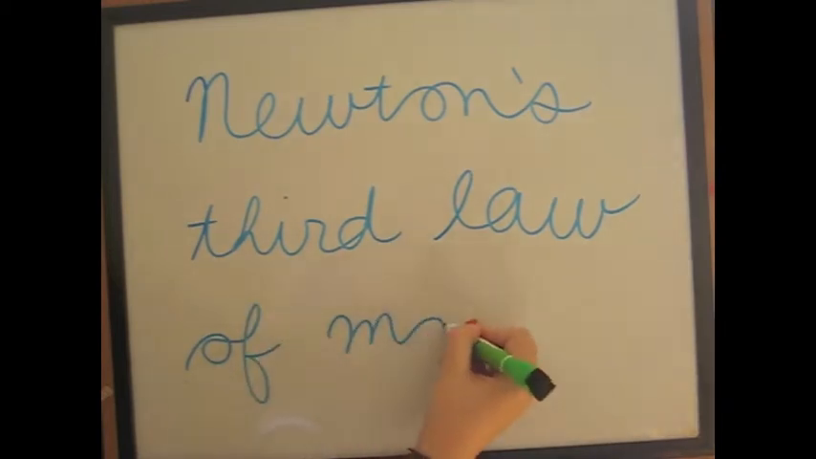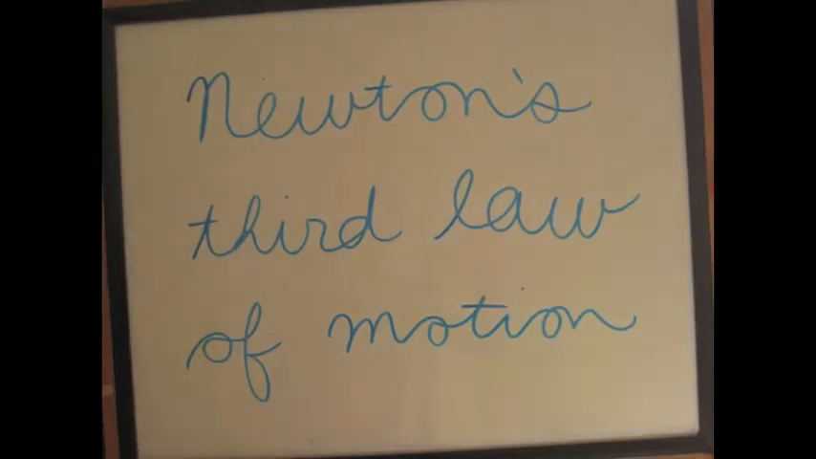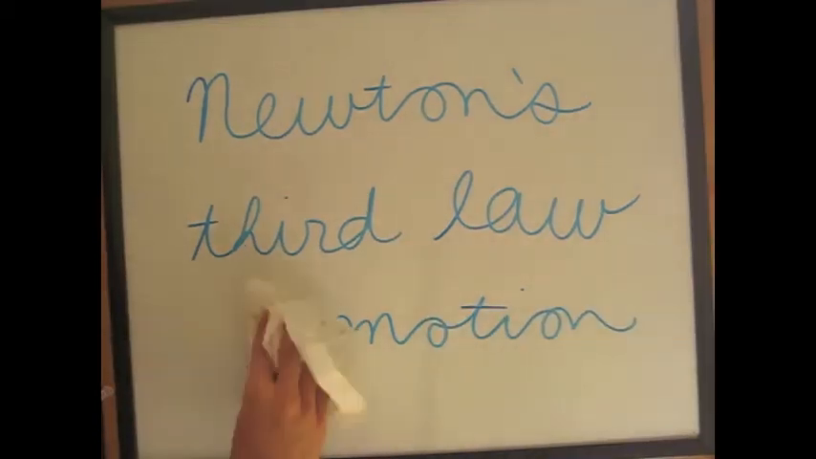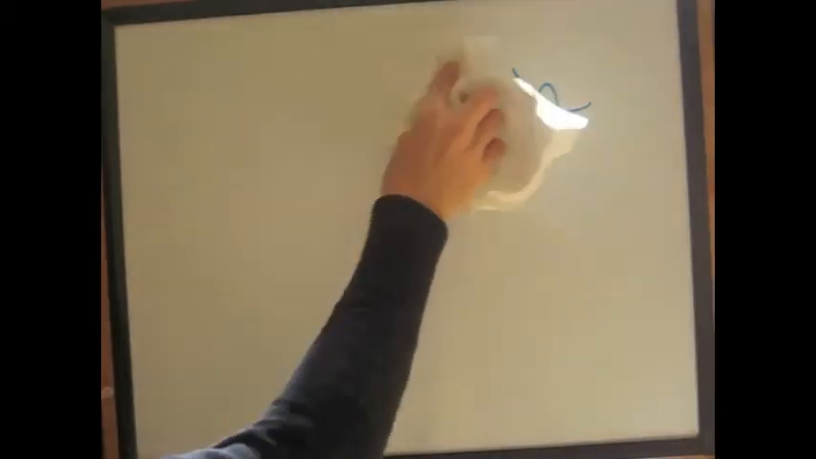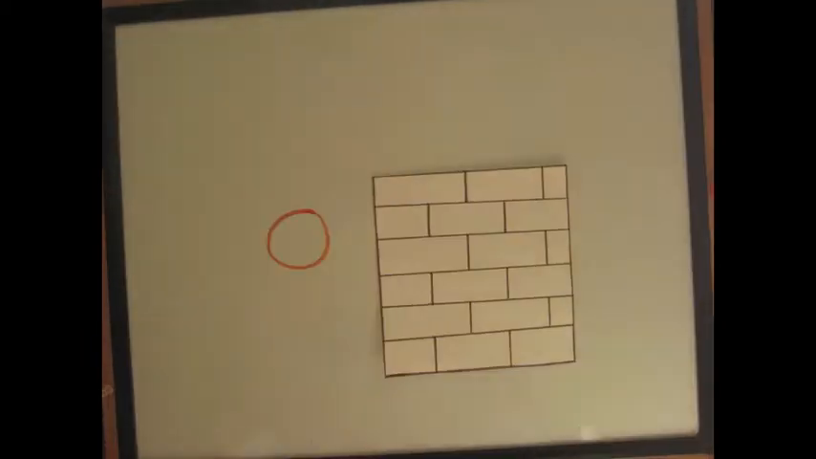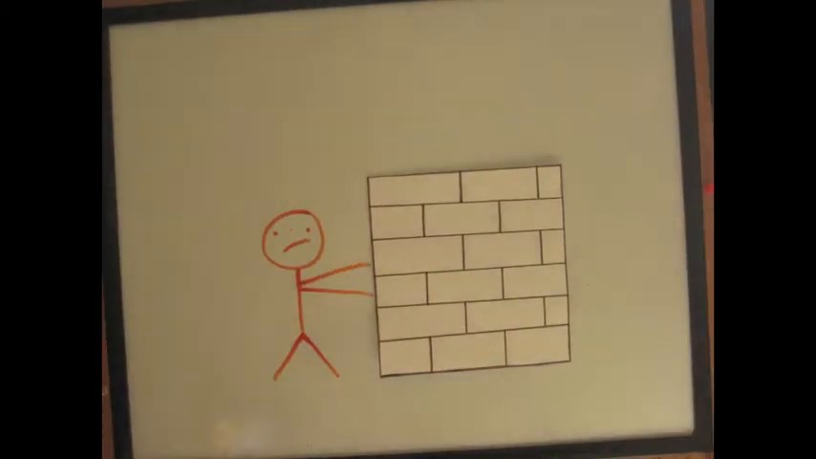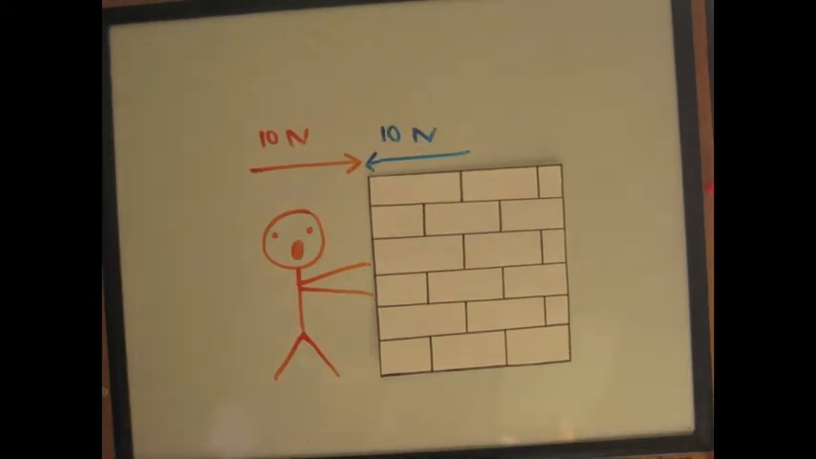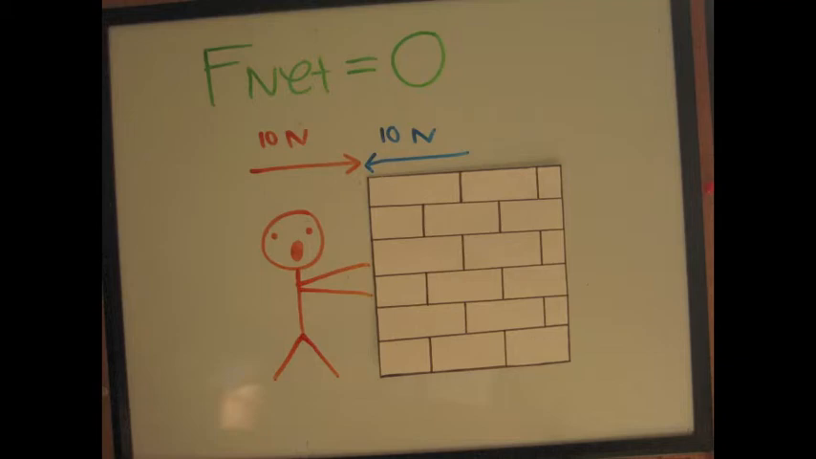Newton's third law states that for every force that is exerted, a second force, equal to the first, is exerted but in the opposite direction. For example, if a person pushes against the wall with 10 newtons, the wall exerts a force of 10 newtons back on the person, resulting in a net force of 0, which is why the wall doesn't move.